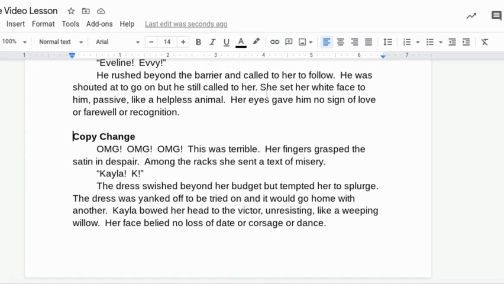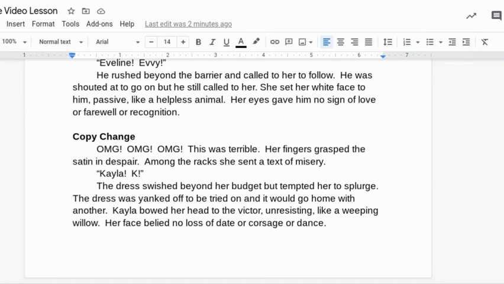So here we have Eveline setting her white face to him, passive, like a helpless animal. So Kayla bowed her head to the victor, unresisting. So we have it set up with a comma, like a weeping willow. And then we have a simile here. Then here we have her face belied no loss of date or corsage or dance. So we have three things that she would be missing out on because she can't go to prom because she didn't get her dress.